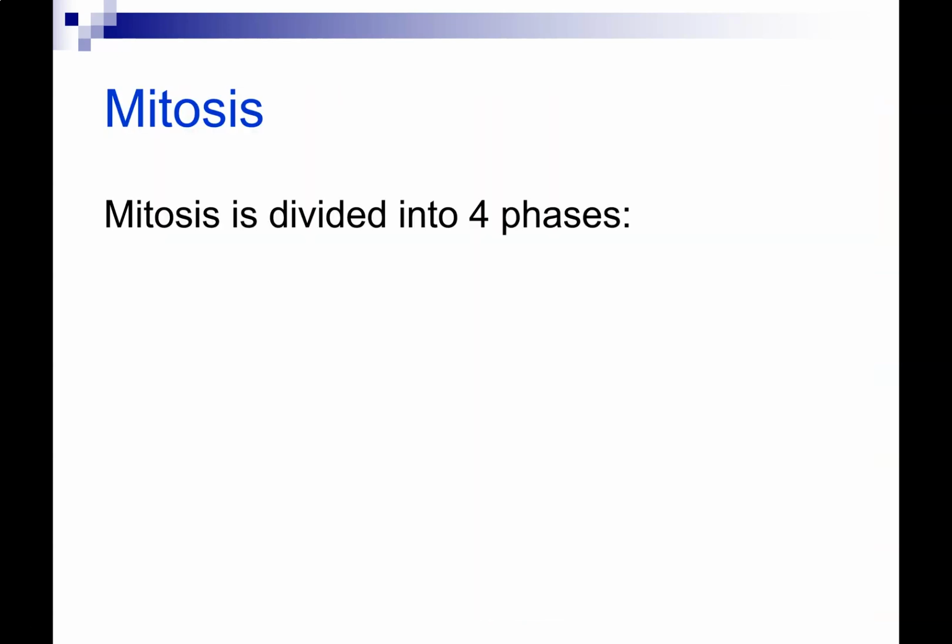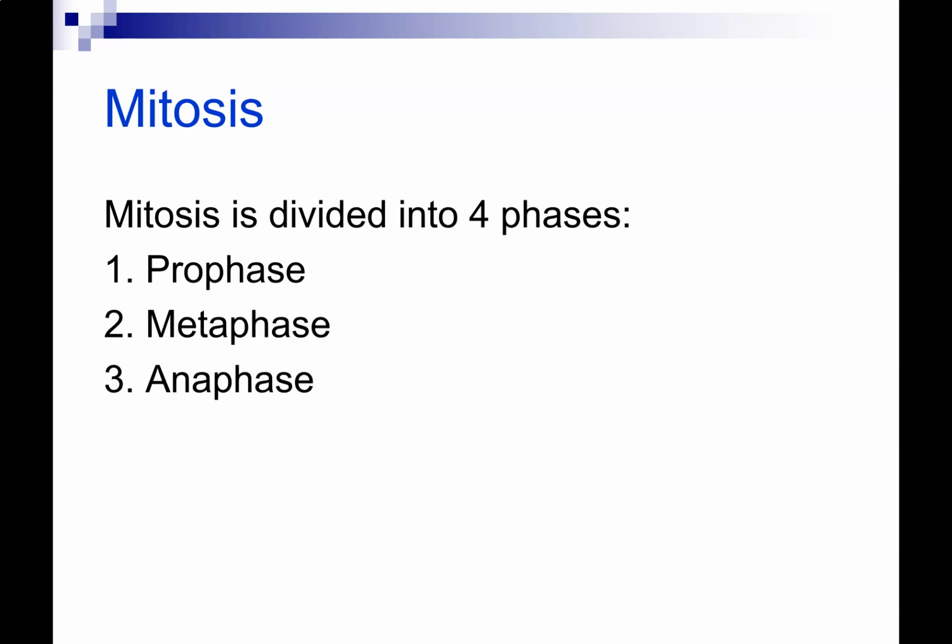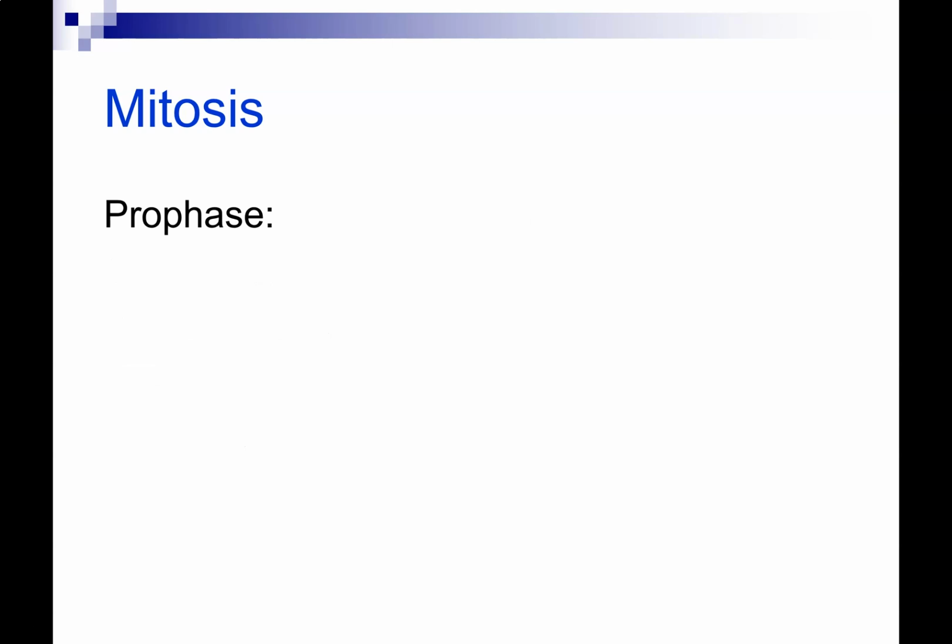Mitosis itself is divided up into 4 phases. You're going to see something called prophase, metaphase, anaphase, and telophase. And I'm going to teach you all of the steps in each one, and that will be today's video lesson. So let's start with prophase.